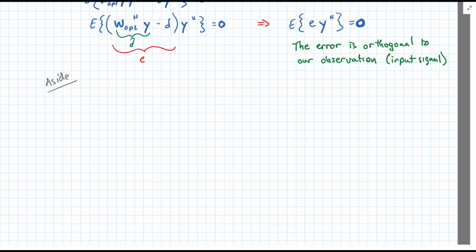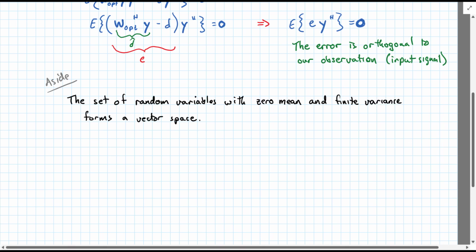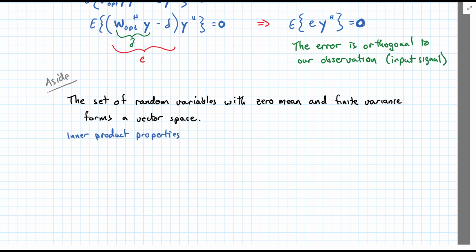Now is probably a good time to talk a little bit about orthogonality with respect to random variables. We've run into this concept before in vector spaces with inner products. It turns out that the set of random variables with zero mean and finite variance forms a vector space. Now, in order for us to go beyond that, to talk about orthogonality and such, we actually need an inner product or Hilbert space. So in order to have an inner product space, we need to have an inner product. So let's look at the properties of an inner product to put context on what we're talking about.